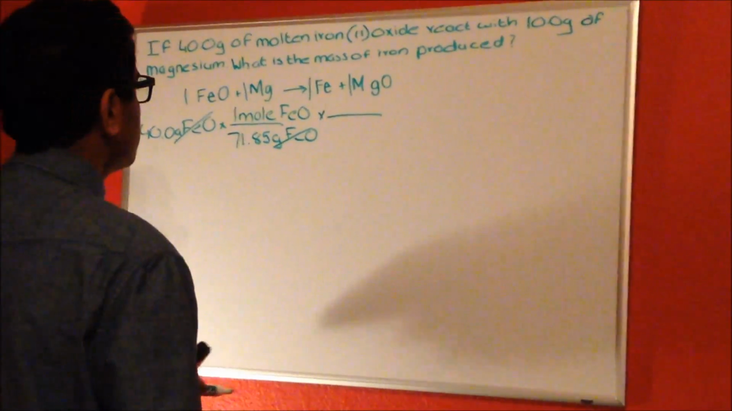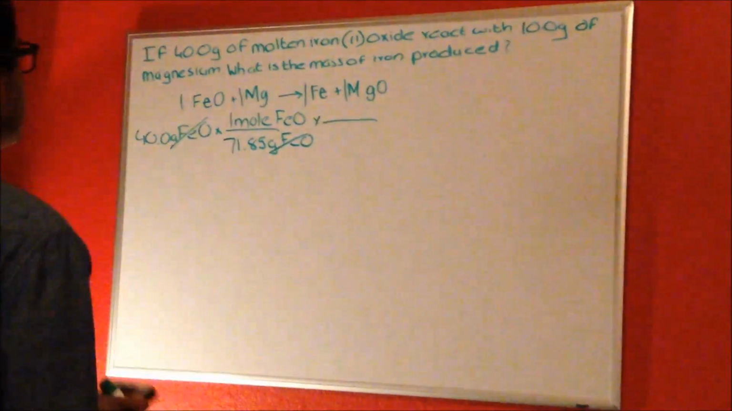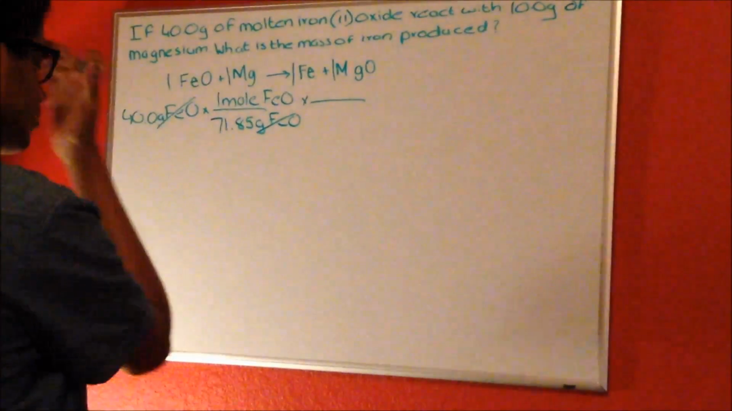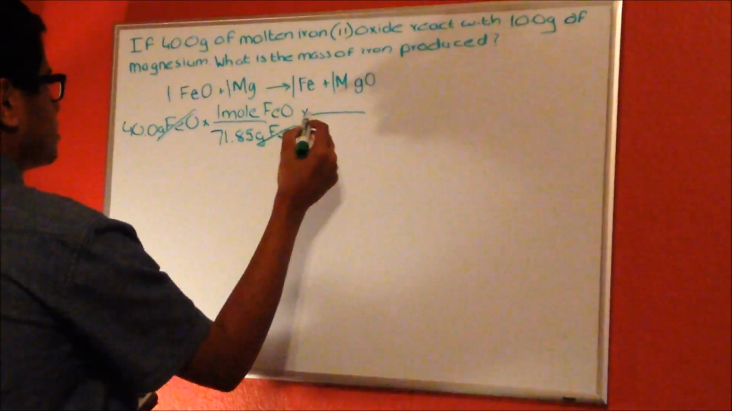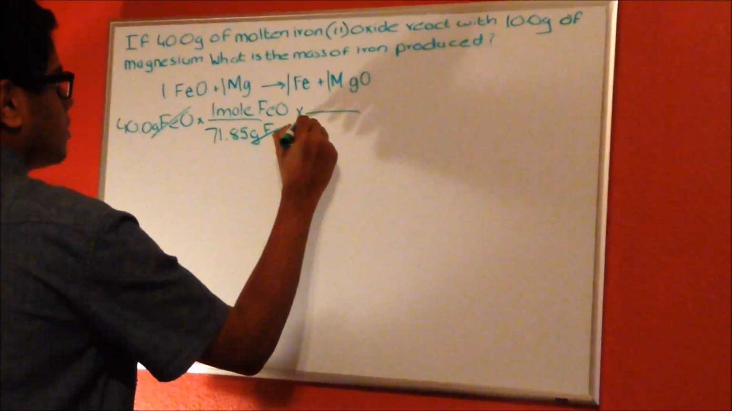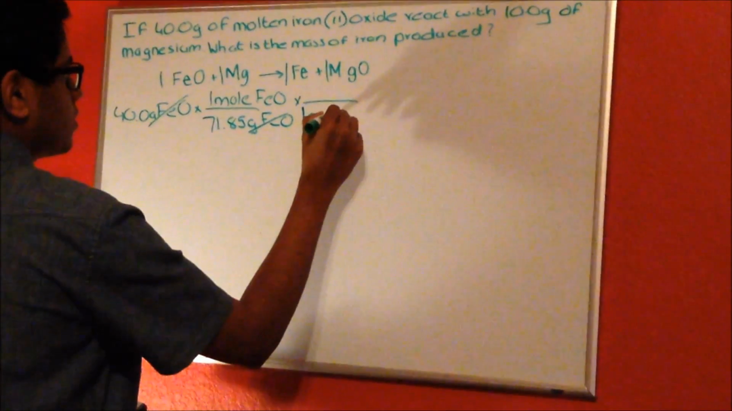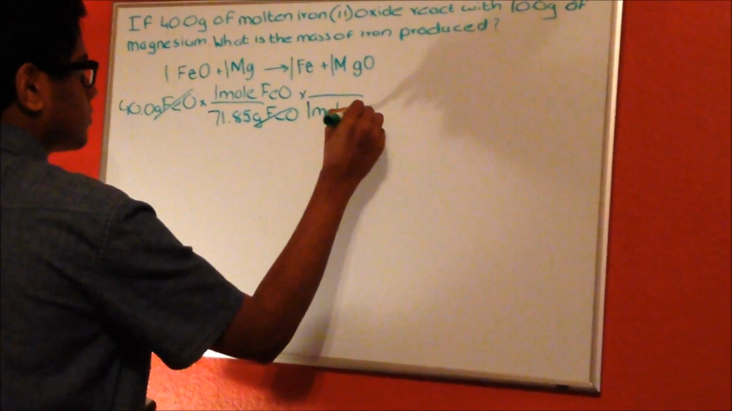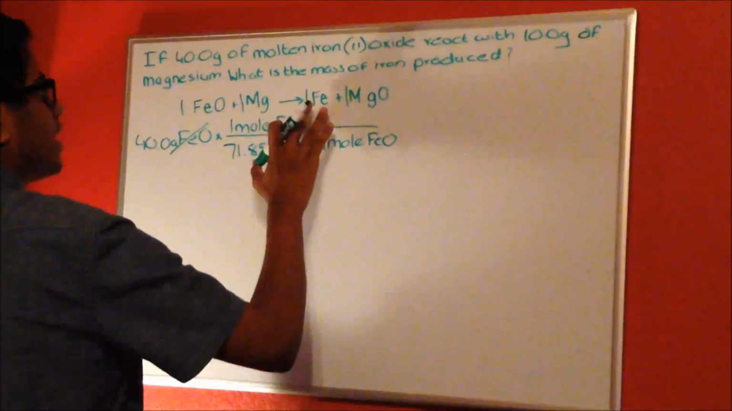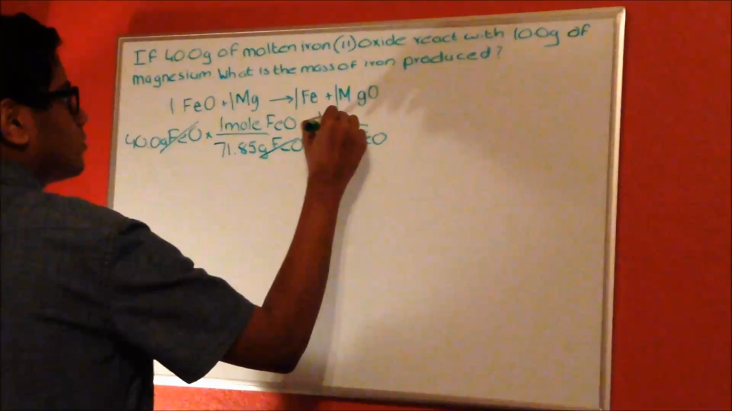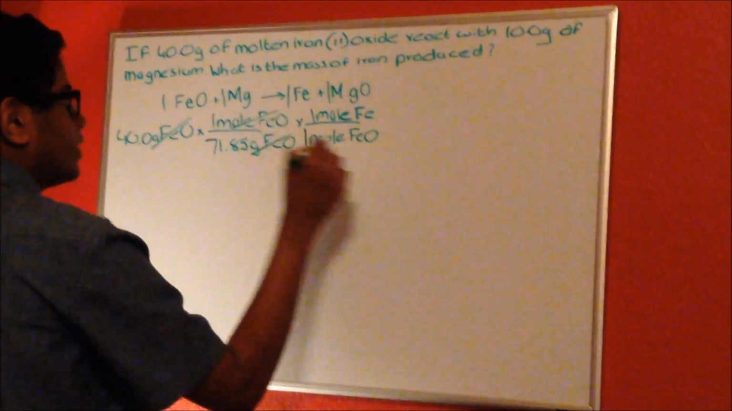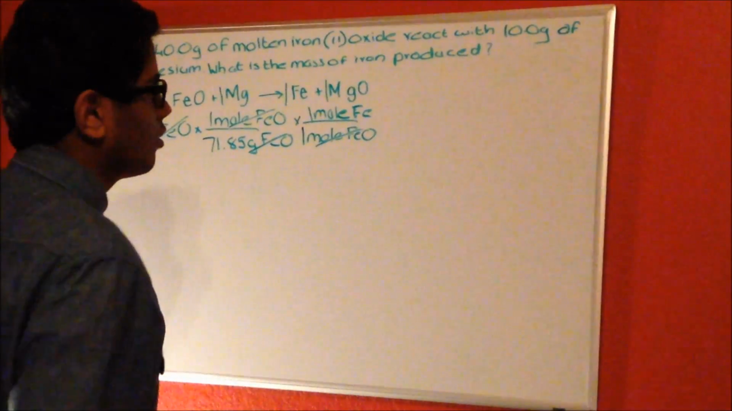So now we go to the mole ratio. The mole ratio of this formula would be 1 to 1 to 1 to 1, since they are balanced. To cancel out the mole of FeO, we look at the ratio of FeO, which is 1, so we put 1 mole FeO. Since we're trying to find iron, we put the mole ratio of iron, which is 1 mole Fe. Now we can cancel out the FeO and we're left with 1 mole of iron.